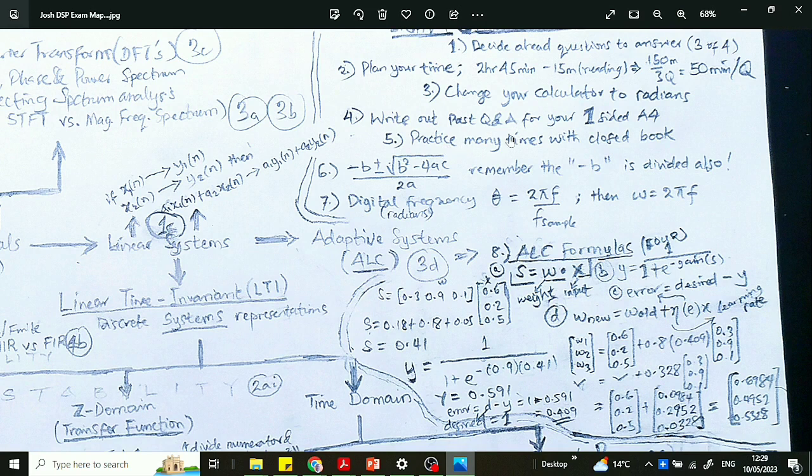Next, each of these points is very important. Practice many times, not just copying it many times. Practice it many times with the closed book. Close your A4 and try to write it. You'll be surprised how many things you would have forgotten.